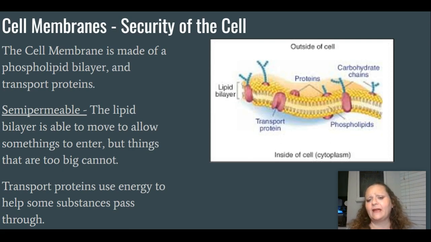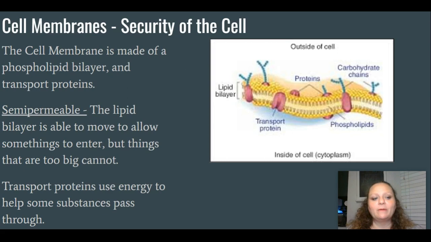But just for right now, make sure in your notes that you draw out this fluid mosaic model. It doesn't have to be exact, but just make sure that you understand that you have phospholipids, that there's two layers of them, and that the hydrophobic part's on the inside, hydrophilic's on the outside, and that you've got proteins that go through it sort of like straws or slides.